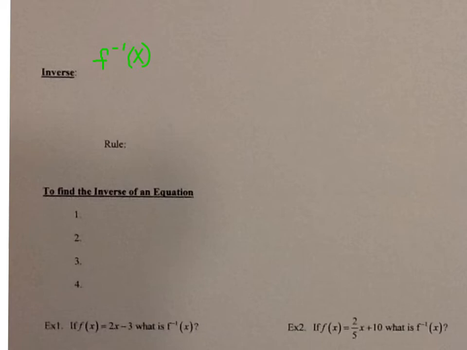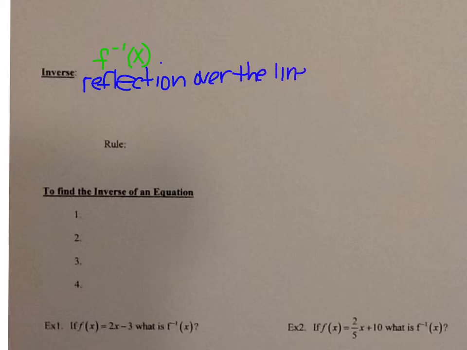Okay, so remember, this is not f to the negative 1 power. It's the inverse of f of x. So whenever you see that negative 1 in function notation, that means the inverse of f of x. So what does inverse actually mean? Inverse is a reflection over the line y equals x. So hopefully you remember this from last year.